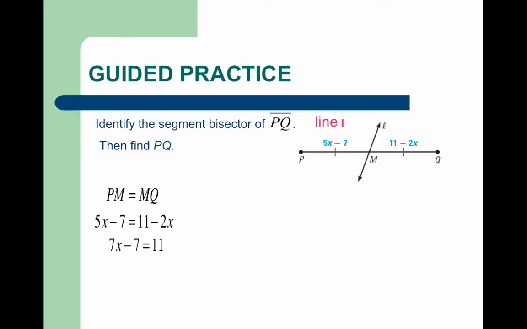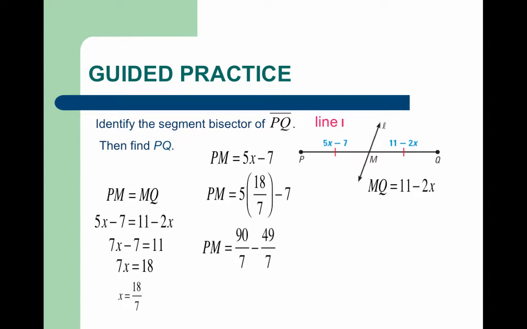We add 2 to both sides, add 7 to both sides, and divide by 7. So we get 18/7. So it's not always going to be a perfect number. Don't assume that you're wrong if you get a fraction. So we want to find PQ, so I'm going to plug x into PM, and I end up getting 41/7.